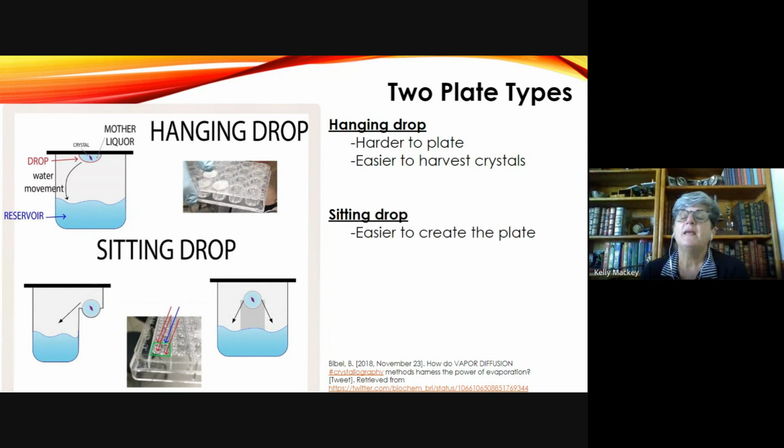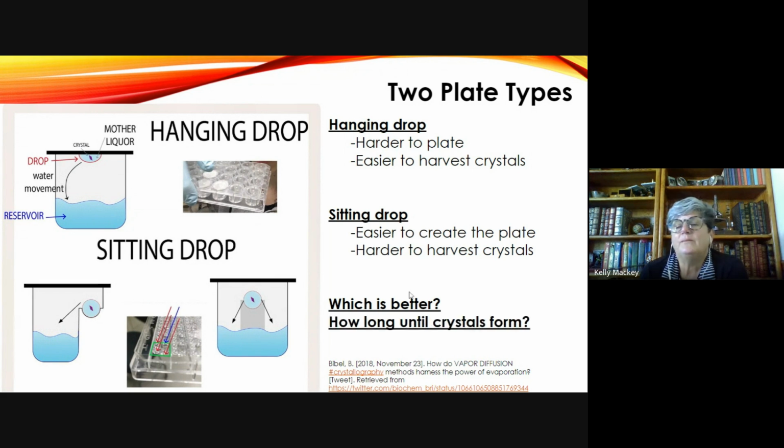Sitting drop plates are much easier to create the plate, but a lot of people find them harder to harvest the crystals from. So once you have your plate set up, well, first the question is which one is better, and how long does it take until the crystals form?